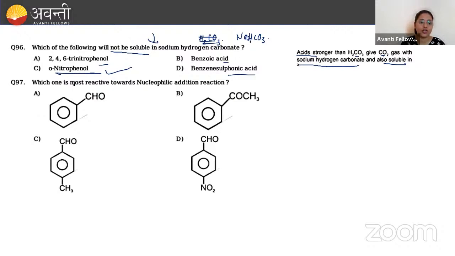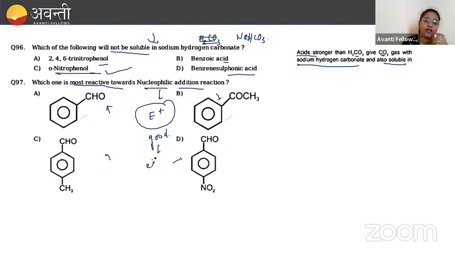Next problem: which of the following is most reactive towards nucleophilic addition reaction? This compound, this compound, this compound, or this compound? CHO on benzene, or COCH3, or NO2, or CH3. For a nucleophilic addition reaction to take place, we must have a good electrophile. A good electrophile should be electron deficient, which means it should contain electron withdrawing substituents.